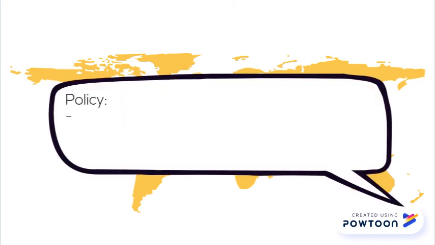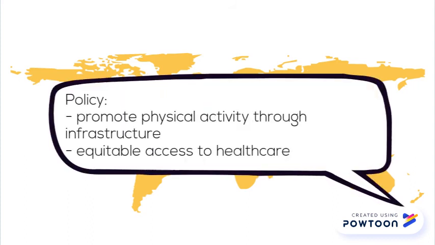Physical activity is also really important. So we can promote physical activity through infrastructure like adding bike trails or through increasing physical education in schools. Lastly, equitable access to healthcare is really important. So we should always try to reduce the barriers that people might face due to cost or location of healthcare facilities.